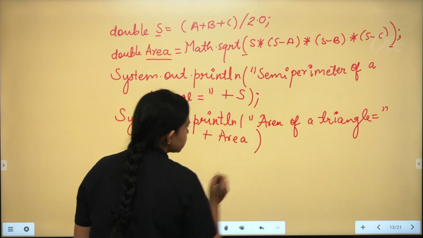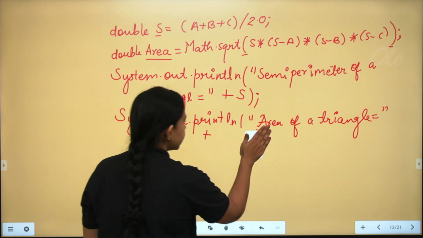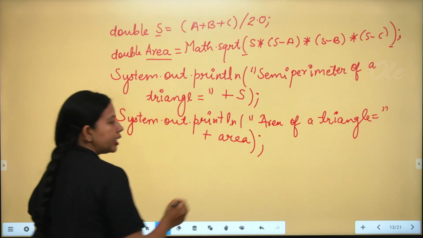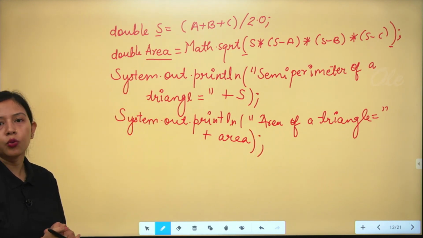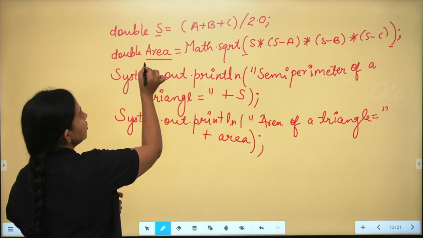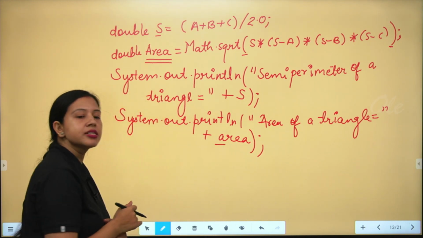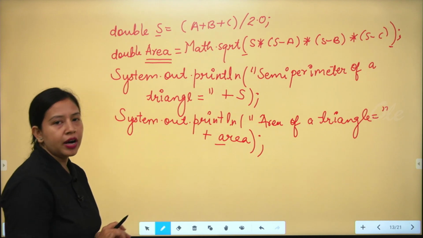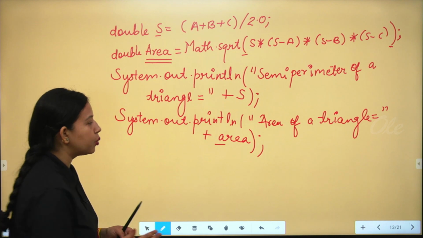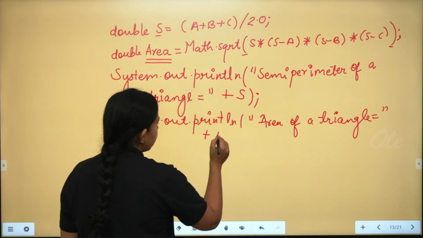Suppose in place of this area, we have simply placed a different spelling of area. Suppose I have written Area. So, what do you think? Will it give you the output? No, because Java is a case sensitive language. Here you can find the A in area is capital, but here the a in area is small. So, again we will find that the variable is not present, or variable not found. So, be careful about writing during the programs.